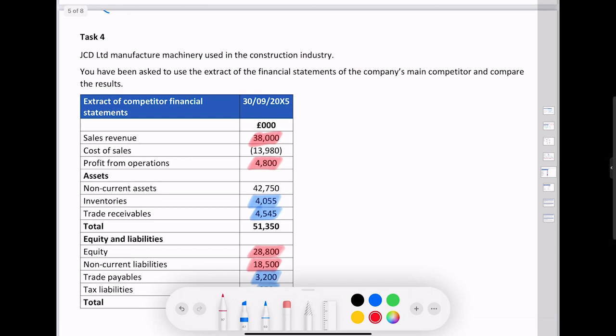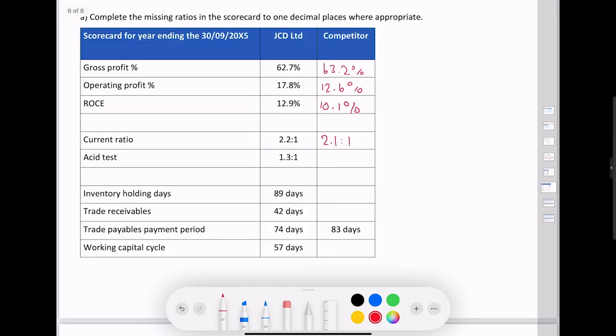The acid test then is our current assets less inventory. So in this instance, it is your trade receivables figure over your current liabilities. So again, trade payables and tax liability. And that works out to be 1.1 over 1.